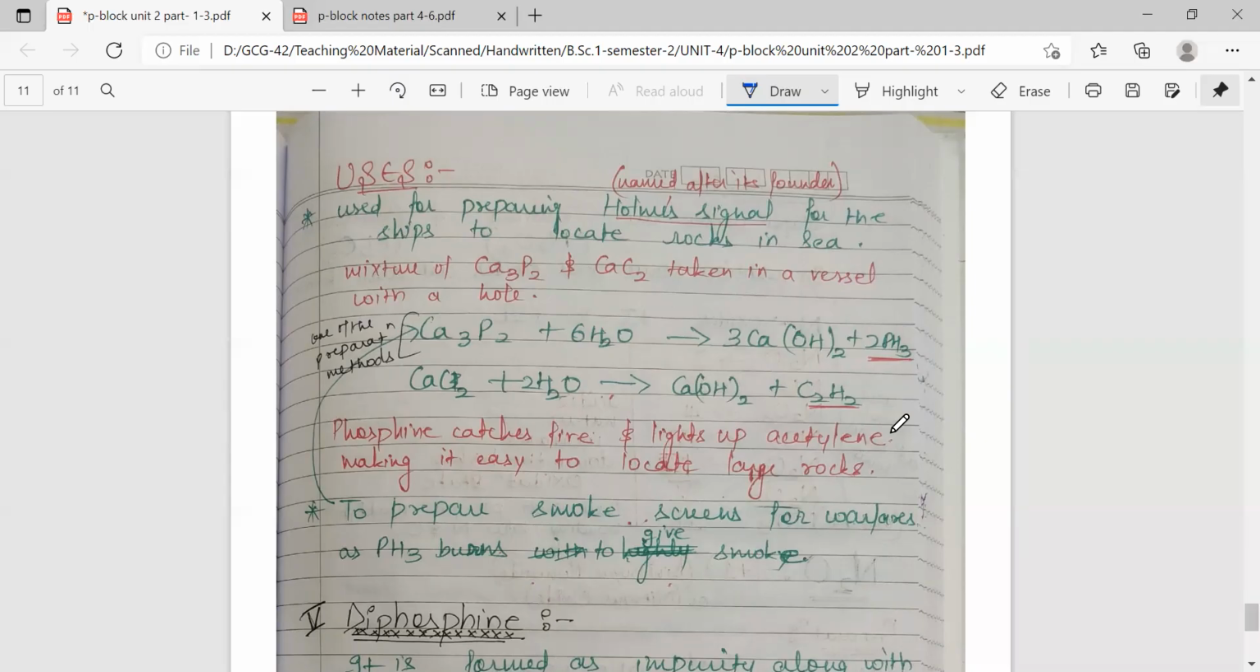Phosphine is also used to prepare smoke screens for warfare. It burns with smoke, producing a huge amount of smoke. So this is used as smoke screens.